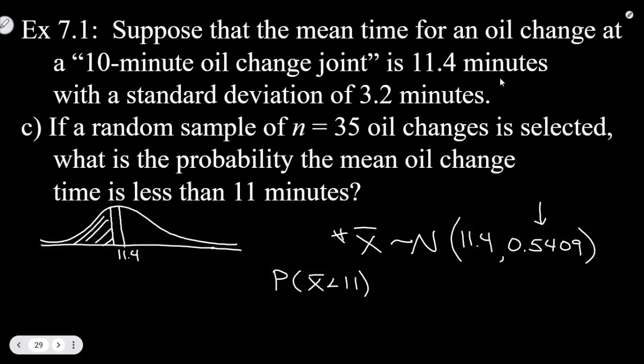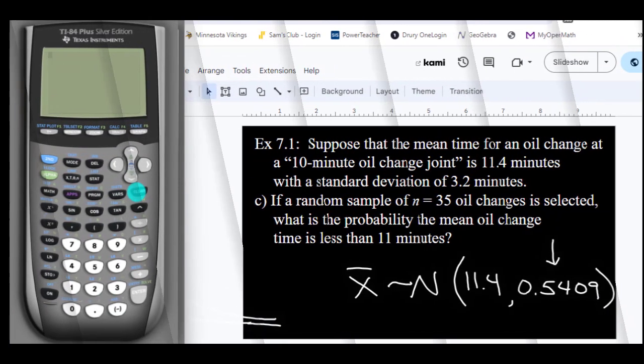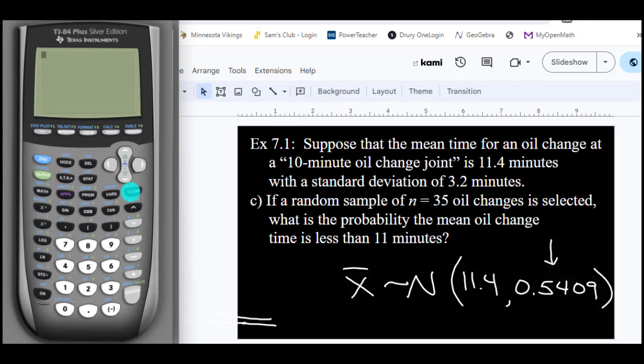We're going to use the information we've got there and type this into our calculators. So now that we've got our calculator set up here, we're going to go to second, variables, to normal CDF. Since we want less than, we're looking for the probability that x bar is less than 11. So we're going to use a lower boundary of -1 E99. Our upper boundary is going to be 11. The mu value is 11.4, and the standard deviation is 0.5409. Then it's going to paste it in there for us, and we're going to hit enter, and it's going to find our value.